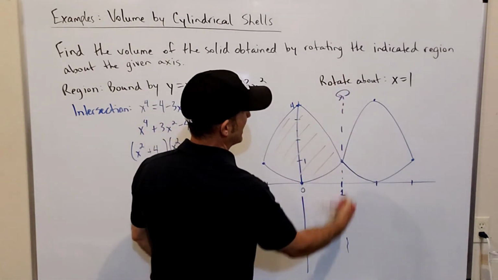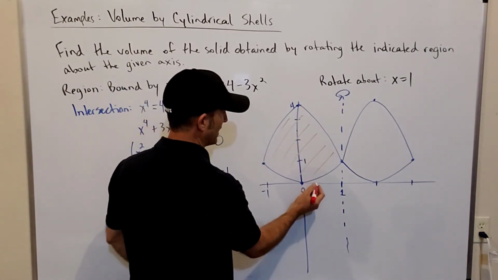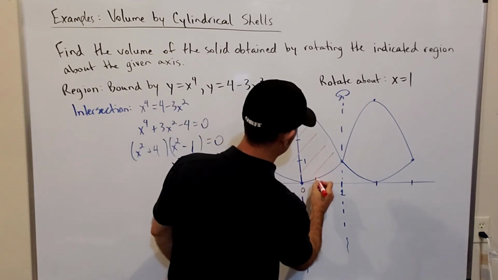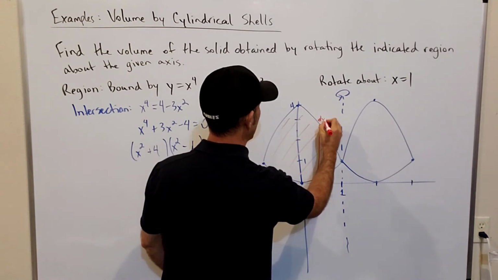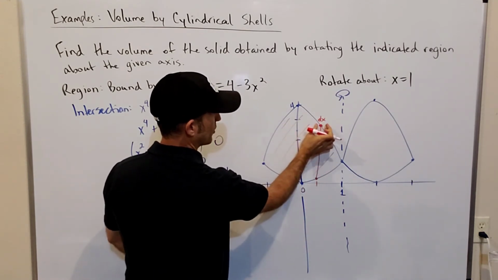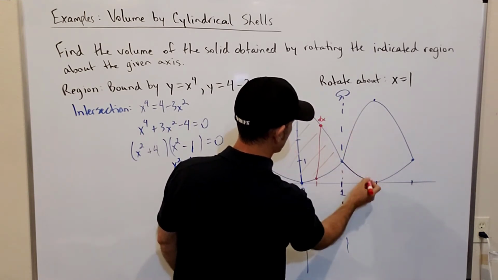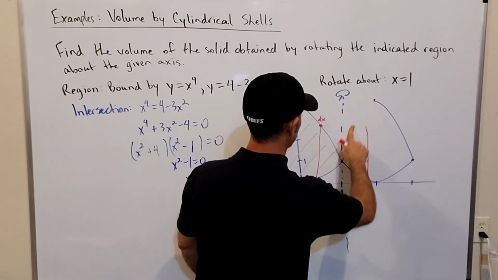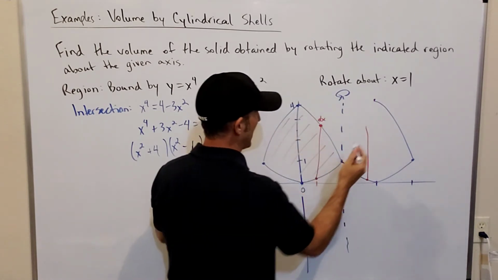My axis of rotation is vertical, so I need to slice vertically through this region. I'll pick some spot, maybe here, and slice vertically like this. The thickness of that is dx because that wall is horizontally thick. And then I draw the mirror image of that wall over here. Maybe I didn't do such a good job with my mirror image, but it doesn't really matter anyway.